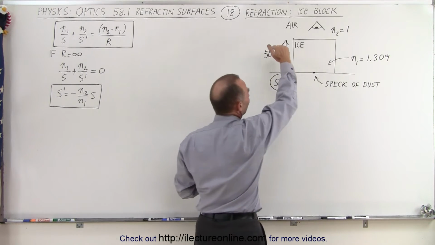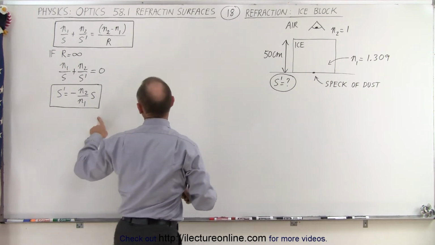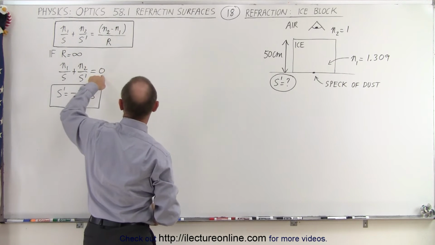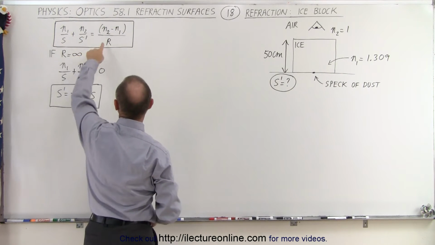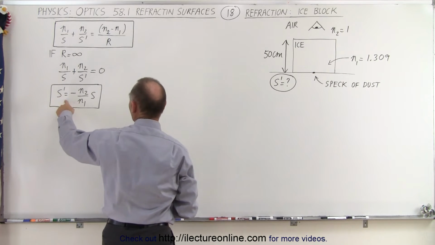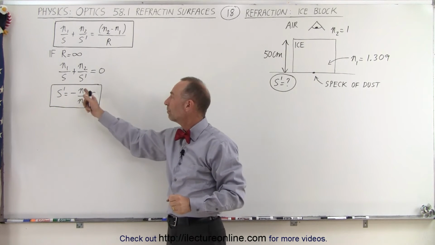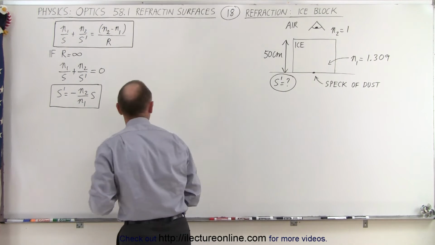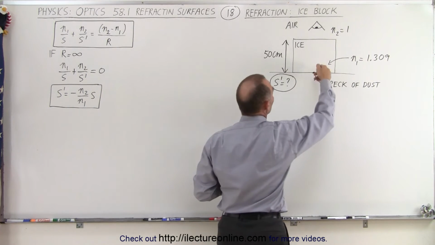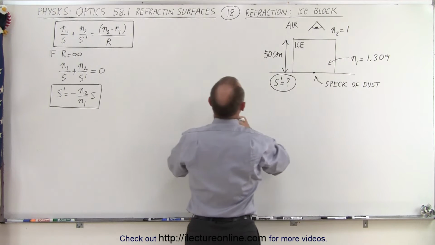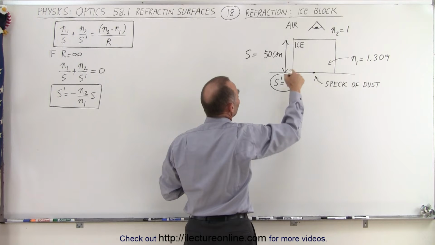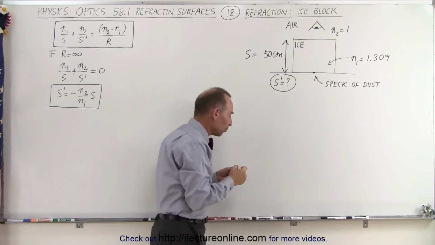Notice that the surface is flat, therefore the radius of curvature is going to be infinite, which means that this fraction here goes to 0, and we can solve this equation for s prime, which means that s prime is going to be equal to the negative of n2 over n1 times s, as being the object distance. Now the object distance here is going to be the distance from there to there, so we can say that s is going to be equal to 50 centimeters, and now we're trying to find s prime.